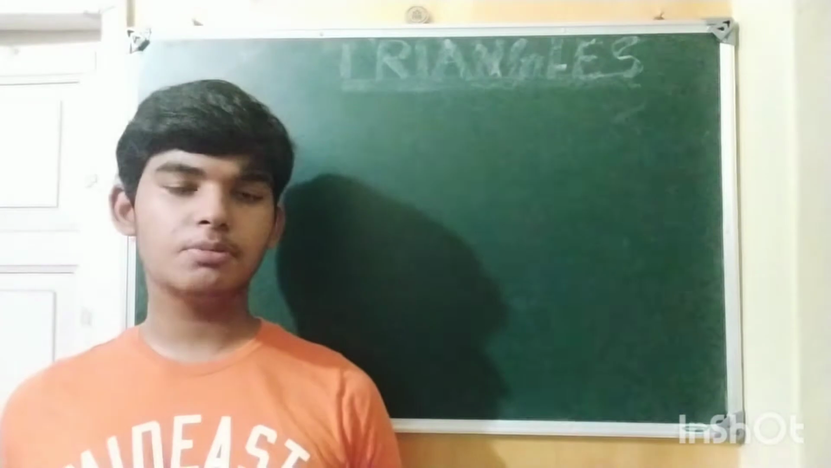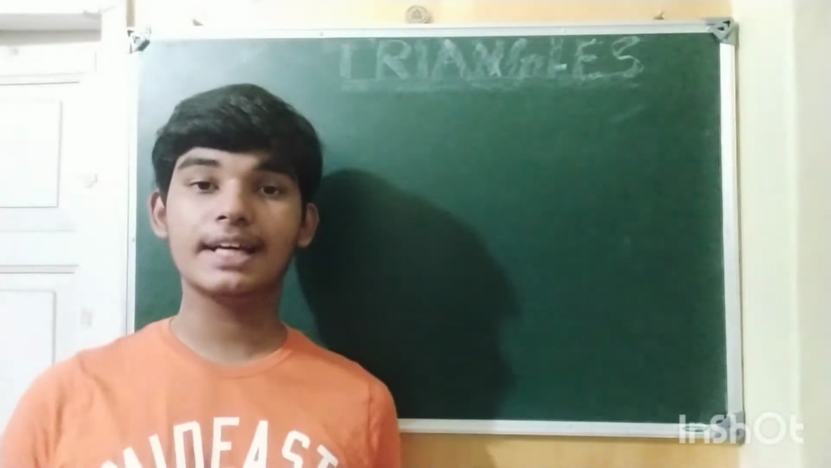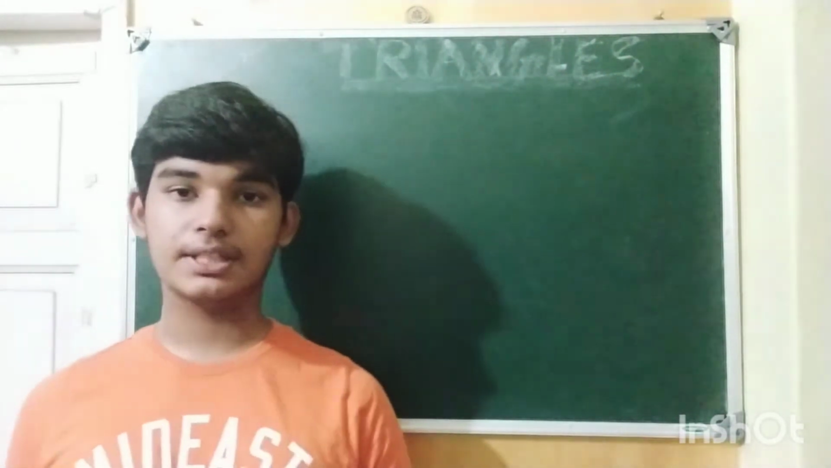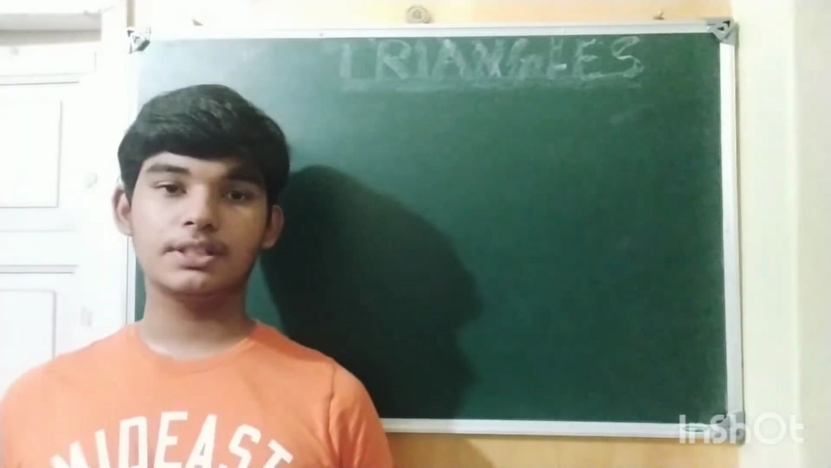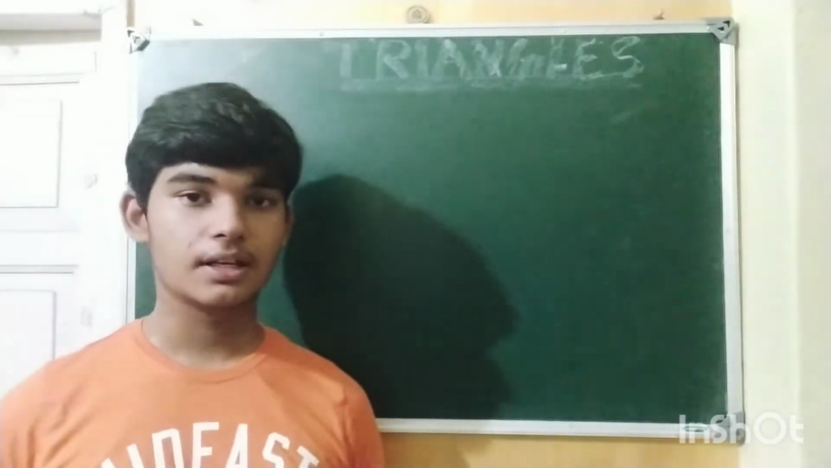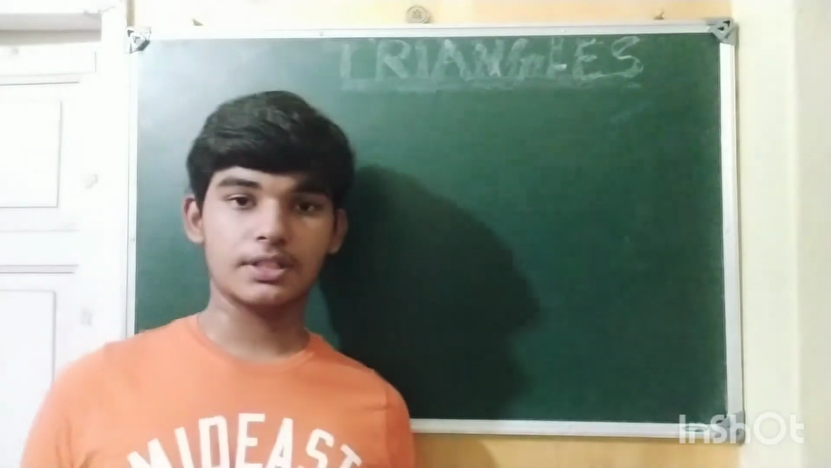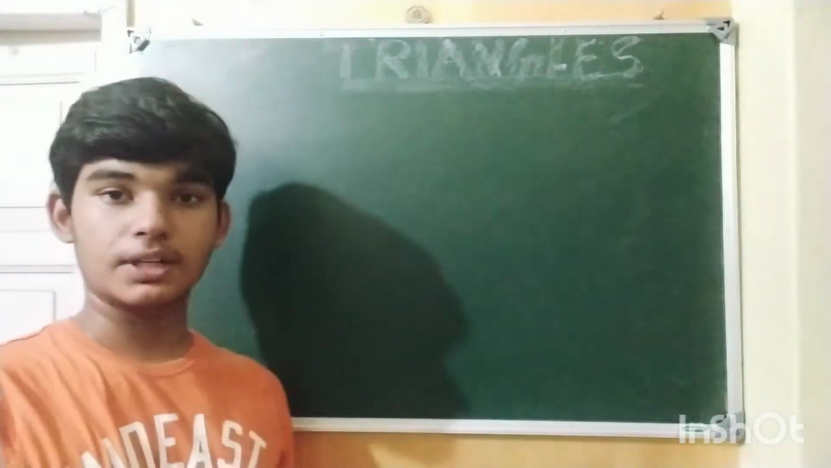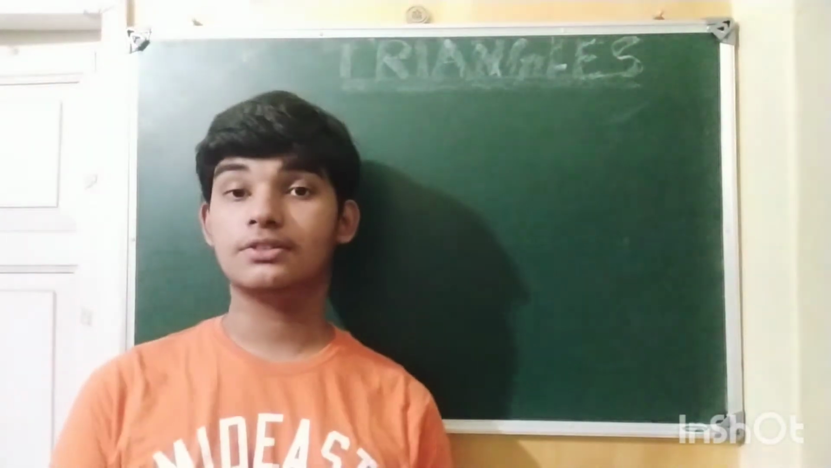The basic proportionality theorem was first introduced by Thales. He was a famous Greek mathematician who lived from 640 BC to 546 BC. And one of his theorems is what we'll be talking about today. So without any further ado, let's talk about it.